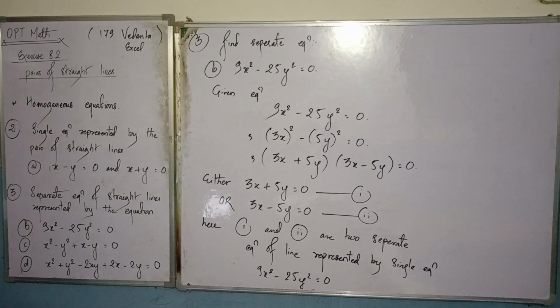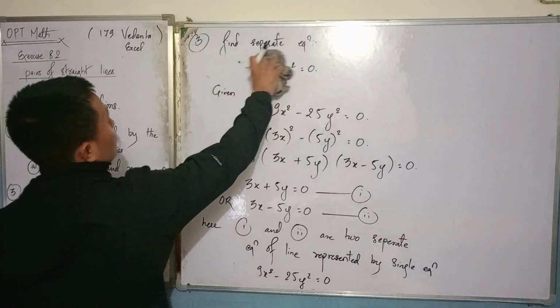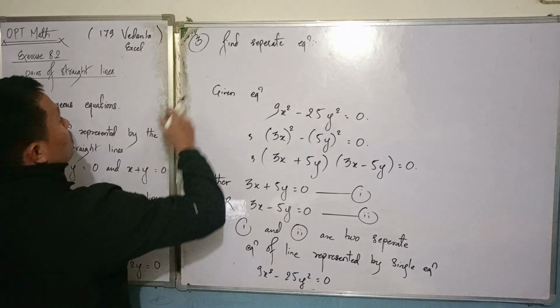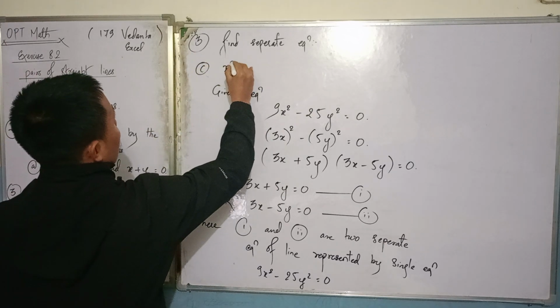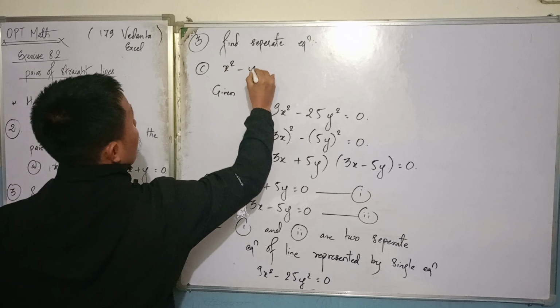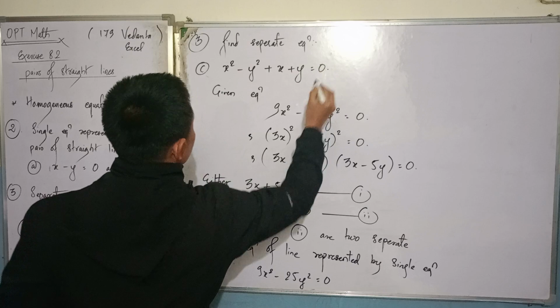If you have finished this, so I'll be doing number C. If you haven't, just take a screenshot and try to copy that later. So let's move on to number C. Okay, I'm going to erase this. So in number C, we have x squared minus y squared plus x plus y is equals to 0.